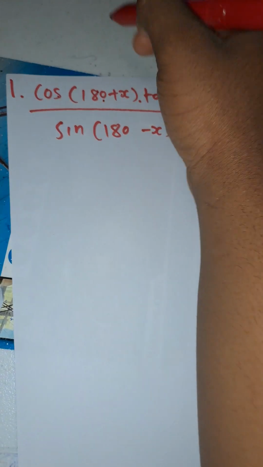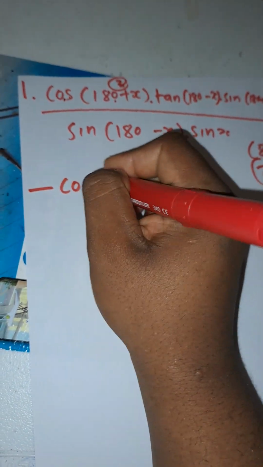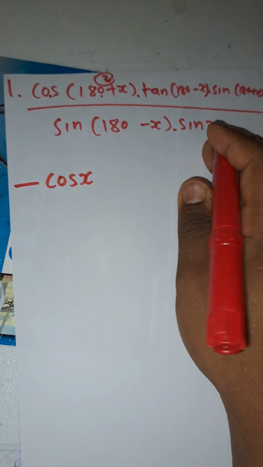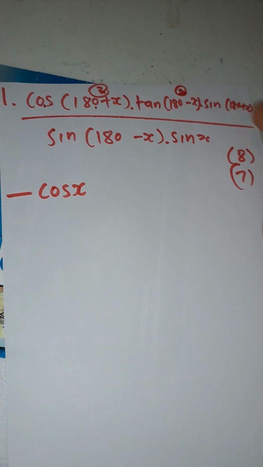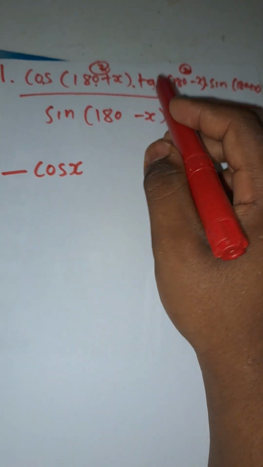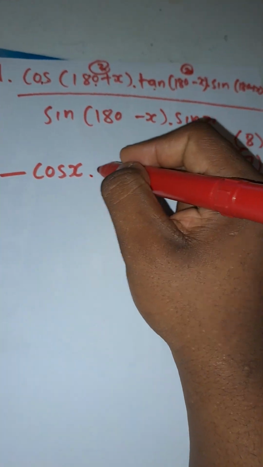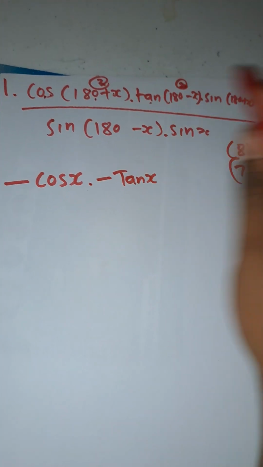180 plus theta, where is it? In the third quadrant, which is positive for tan. So if you see cos here, it is not positive; it is negative cos x. You get your 1 mark. Then 180 minus theta, where is it positive? In the second quadrant, where sine is positive. For the tan, you're just going to say times negative tan x, because tan is positive in the third quadrant.